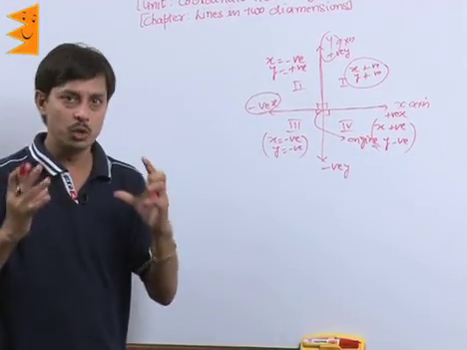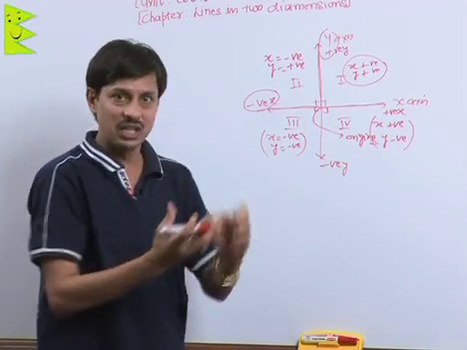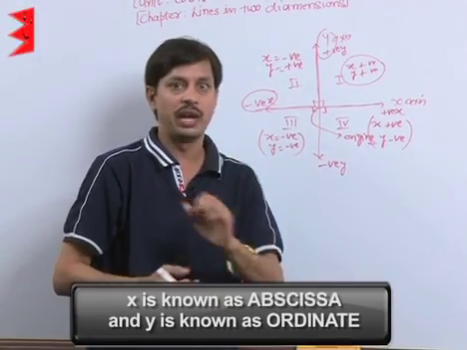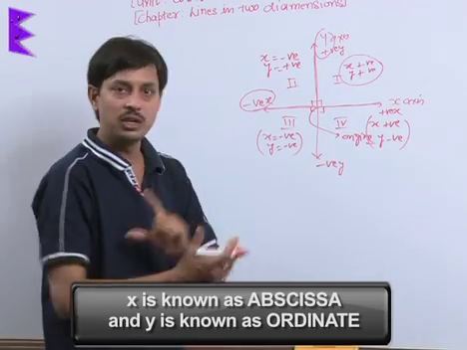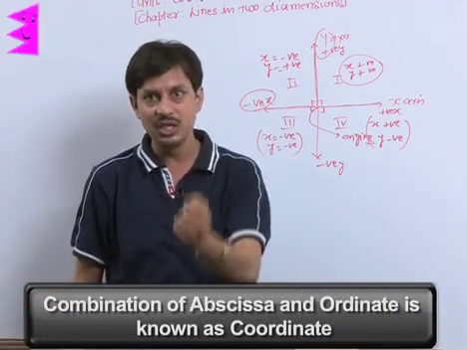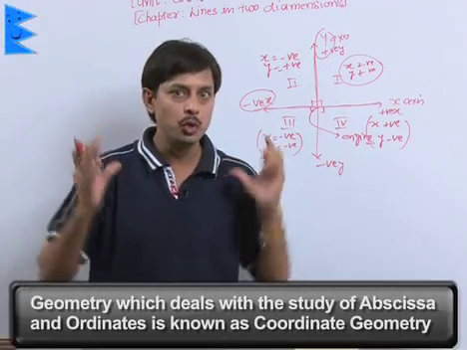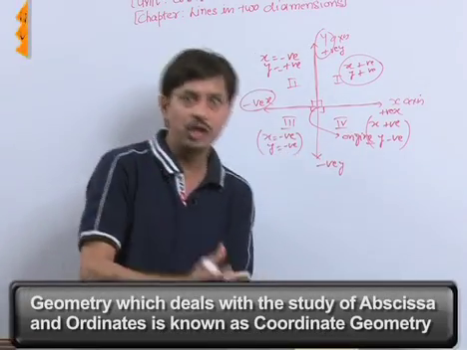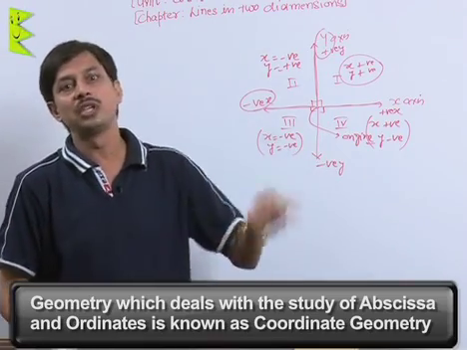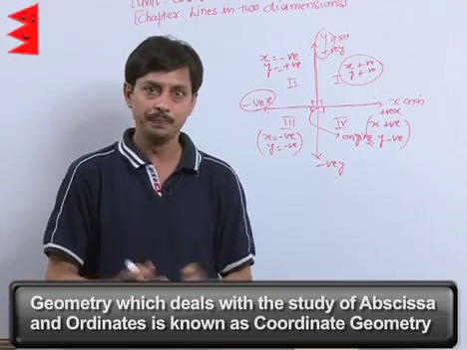In coordinate geometry, names are given to these two special values x and y. X is known as abscissa and y is known as ordinate. So the combination of abscissa and ordinate is known as coordinate, and the geometry which deals with the study of ordinate and abscissa, or in order you can say abscissa comma ordinate, is known as coordinate geometry.